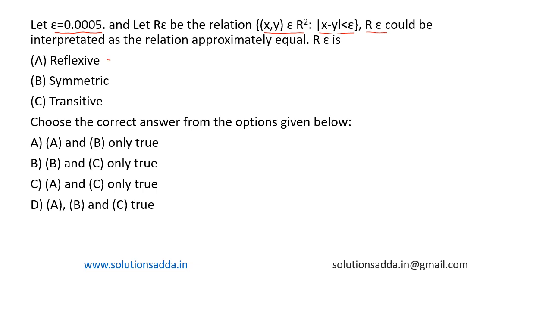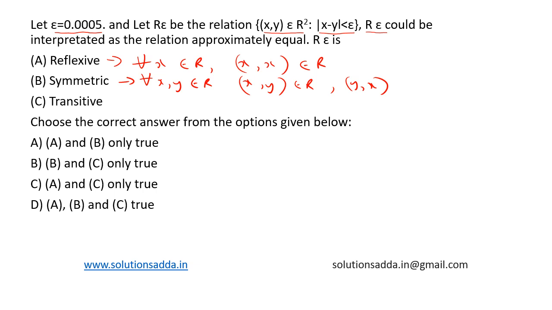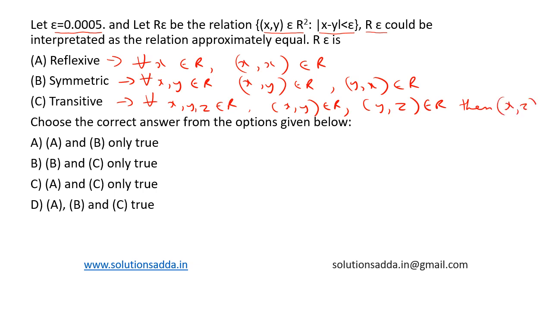So first of all, what is reflexive? A relation R is said to be reflexive if for every x which belongs to R, (x, x) also belongs to R. The basic concept of symmetric is that for every (x, y) related to R, (y, x) should also be related to R. Then transitive means that for every x, y, z, if (x, y) belongs to R and (y, z) belongs to R, then (x, z) belongs to the relation R. If this is satisfied, then it is transitive.